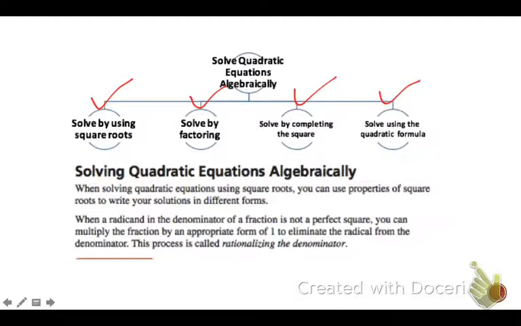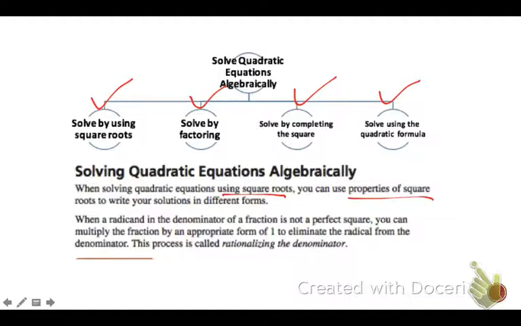They may sound familiar to you. You may have had them before. We're going to cover them more in depth. Now, when we solve them algebraically using square roots, we need to know the properties of square roots, which is some of the things that I was just covering.